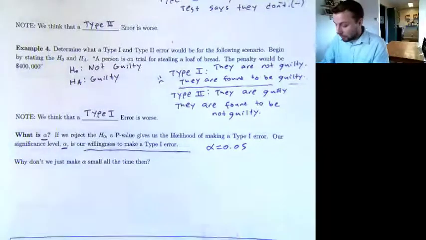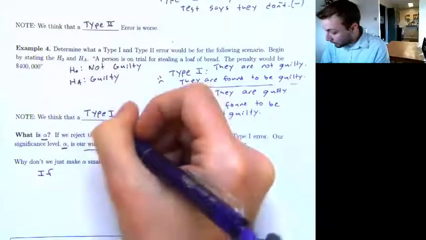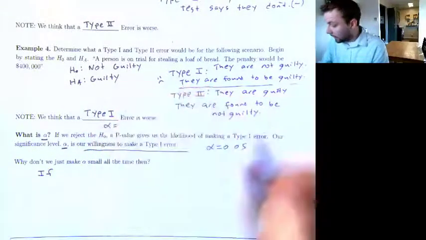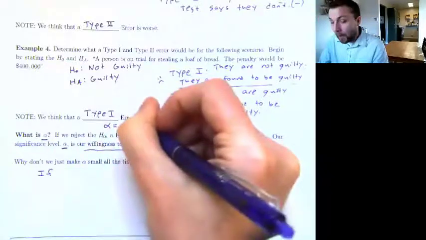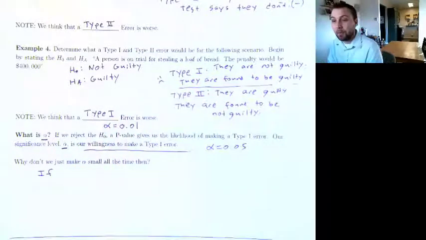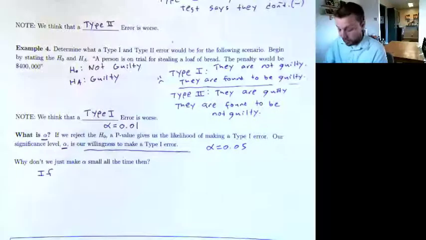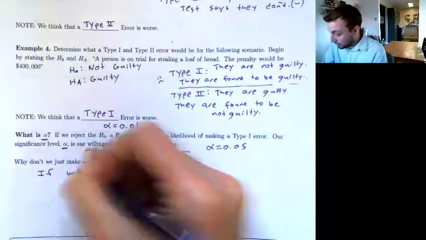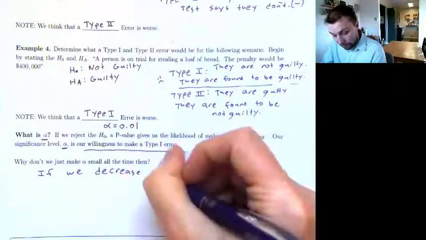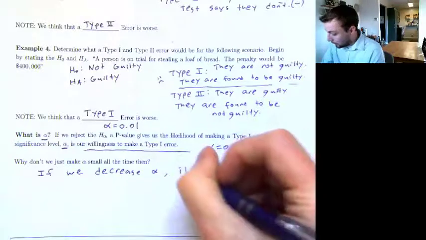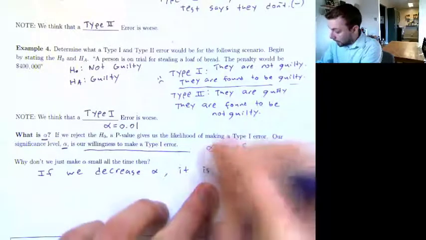So one of the issues though, if I make my alpha something really small here, I don't want to say 5% are guilty when they're not guilty. Even 1% makes me uncomfortable. I might want to do something like 0.001. Context matters a lot here. But if we decrease our alpha level, it is a lot harder to reject the null hypothesis.